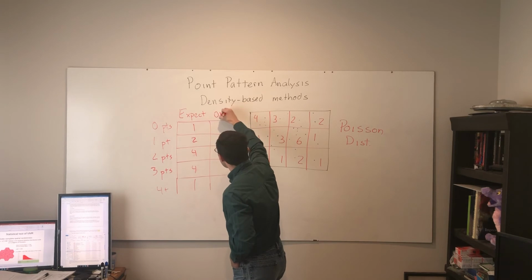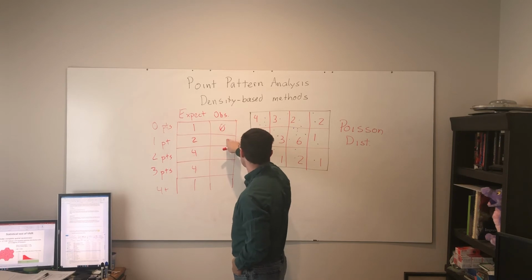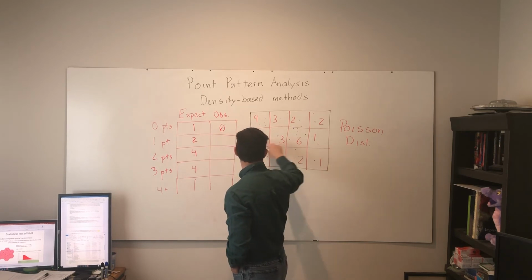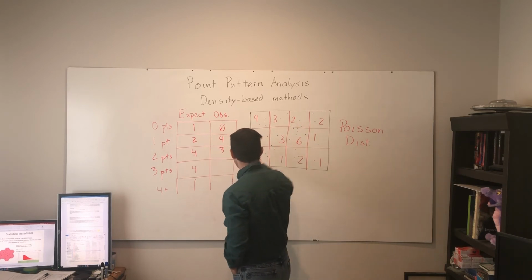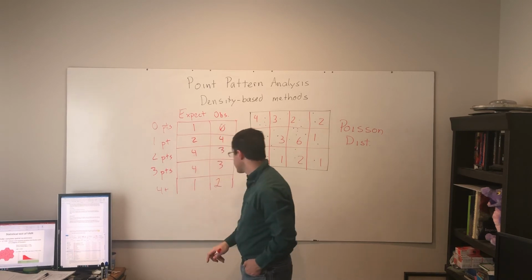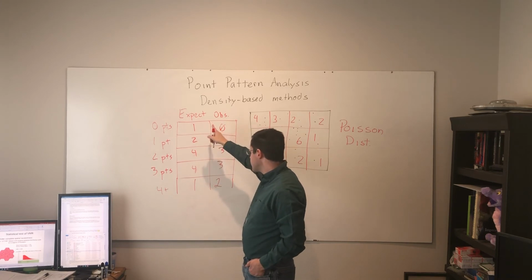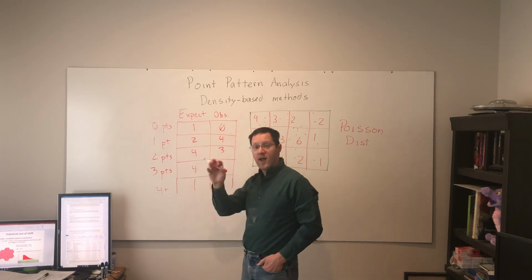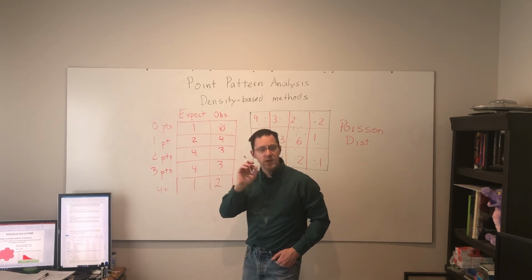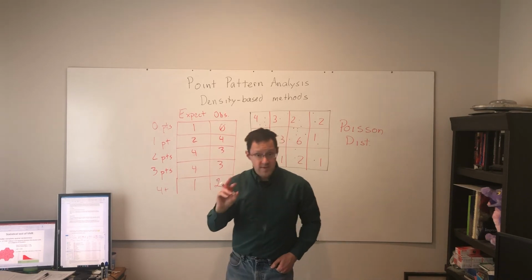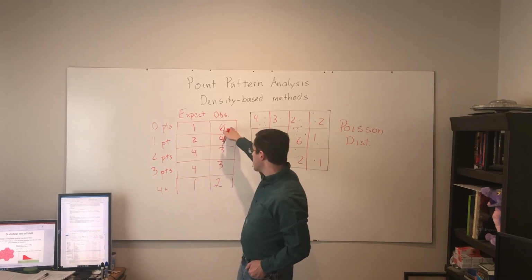Okay, what then do I observe? None here. 1, 2, 3, 4. Four, 3, 3, and 2. Now I have an expected number of cells with no points, an expected or predicted number of cells with 1 point, a predicted number of cells with 2 points, and so on. And I have the actual values.